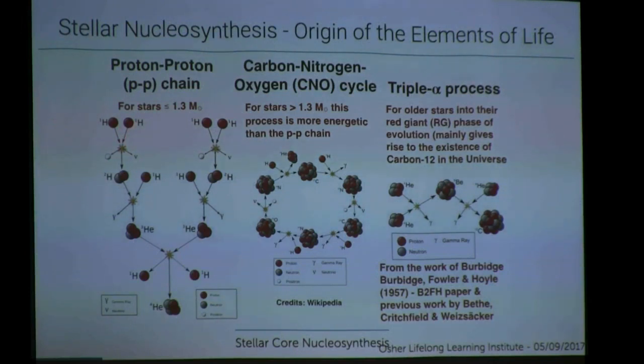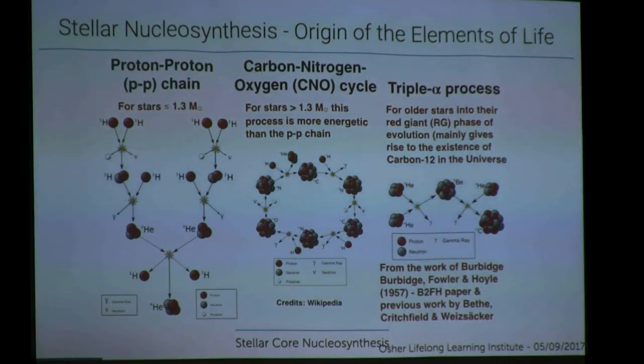Okay, so here I have set up the three major nucleosynthetic processes in stars. These are the three main ways that stars act as nuclear furnaces, building up heavier elements from lighter elements. The main one is the proton-proton chain, and this is near and dear to all of our hearts, because this is how our sun works.